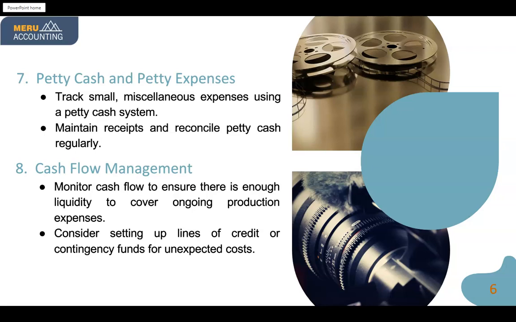Eighth, cash flow management. Monitor the cash flow closely to ensure sufficient liquidity for ongoing production expenses. Consider establishing lines of credit or contingency funds to manage the unforeseen cost effectively. This proactive approach helps to maintain the financial stability throughout the production process and ensure smooth operation and timely execution of the project milestones without disruption of the due date financial commitments.